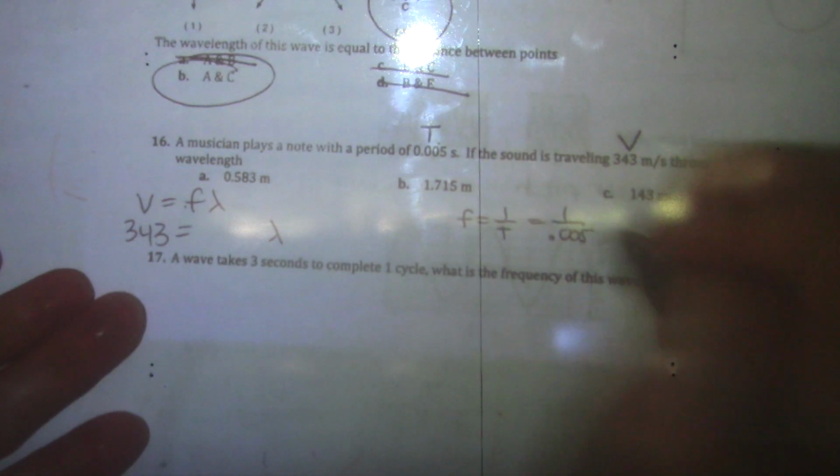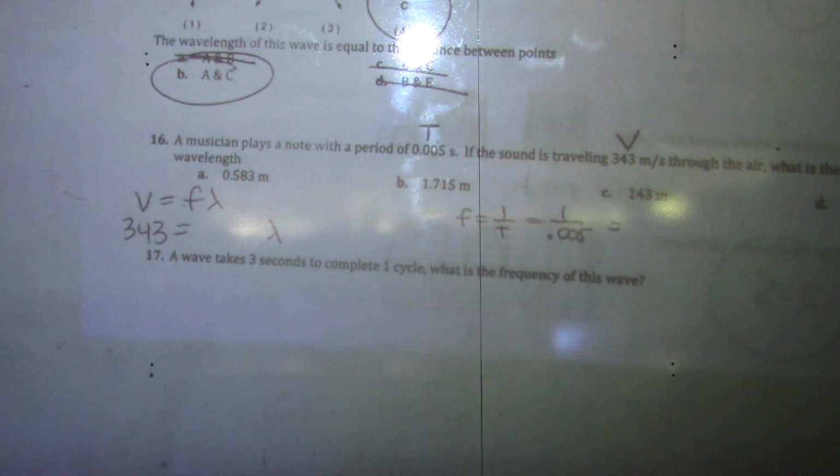I have period, I have velocity, I'm looking for wavelength, so V equals f times wavelength, velocity is 343. Looking for wavelength, frequency I can find with period, so frequency is 1 over the period, which is 1 over 0.005, which is, what is that, 200? Yeah, 200. Plug in your frequency of 200, divide over, and you get the wavelength.